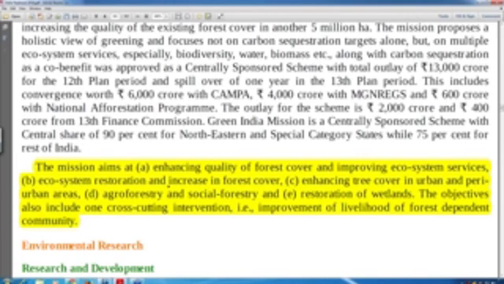First one is quality, second one is quantity, enhancing tree cover in urban and peri-urban areas, that is increasing the tree cover in the cities, agroforestry and social forestry, restoration of wetlands. Agroforestry and social forestry, please write it in your mains. They may ask you, I'll give you proper material during mains for that. But as of now, the aim of the National Mission for Green India, you just need to remember these 5 points.